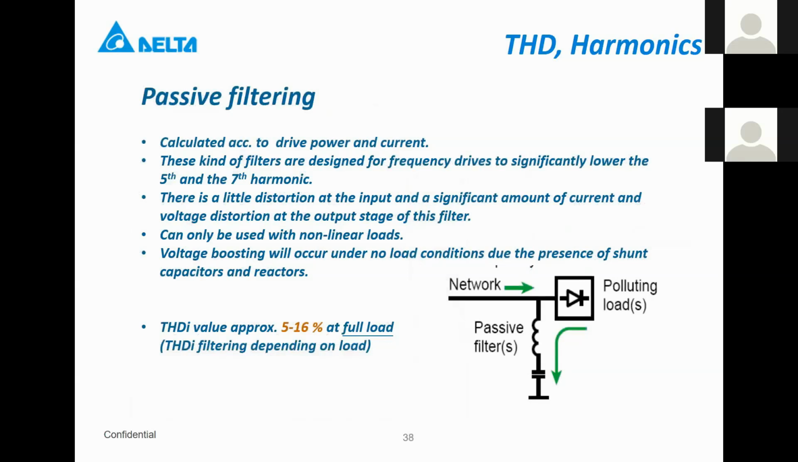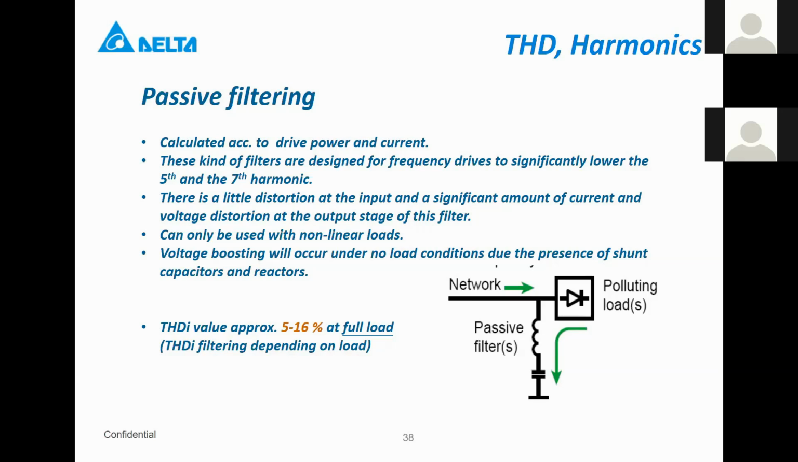Passive harmonic filter. It's a low pass filter. That is a filter with an inductance and capacitors. With this kind of filter, depending on the values of the capacitance and the inductance, you can lower the THCI to between 5 and 16% at full load. These kinds of filters are always calculated for full load applications.